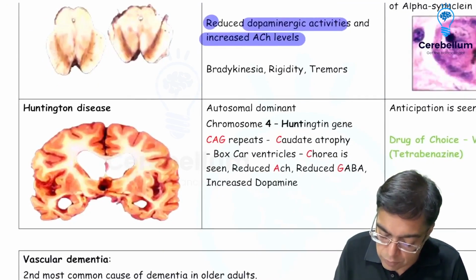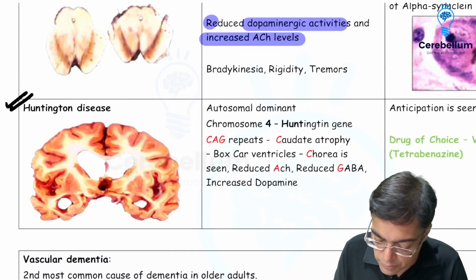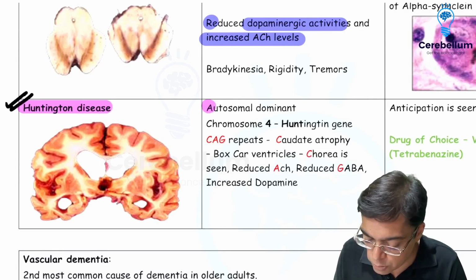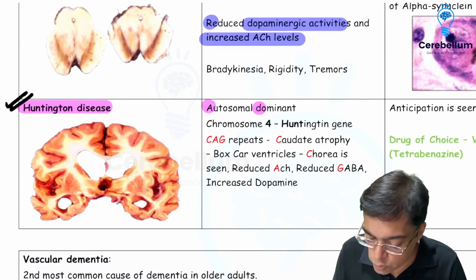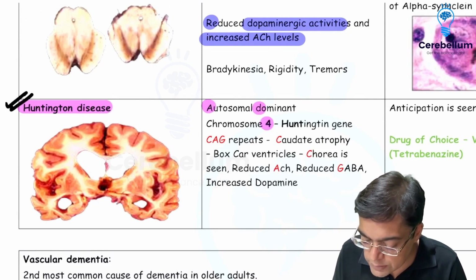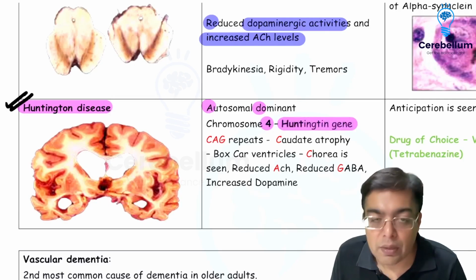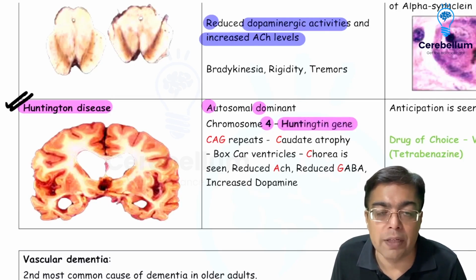Having said that, one of the often asked topics in the exam happens to be Huntington's. Big time repeat point in the exam. It's an example of an autosomal dominant condition. Hunter is going to put the animal in a cage. Cage has got 4 walls. Chromosome 4 is what is affected. It is associated with a toxic gain of function mutation of the Huntington gene.